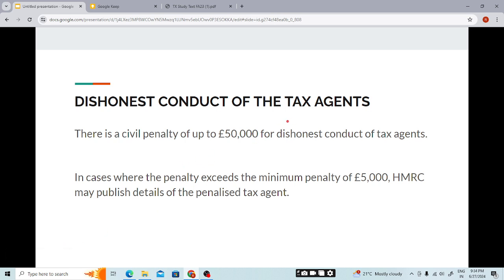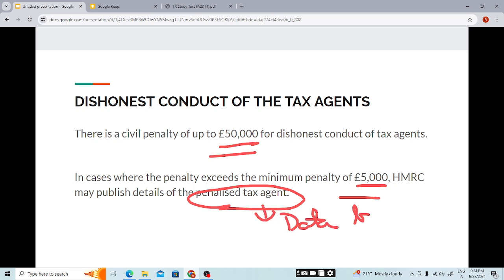Dishonest conduct of the tax agent: if any tax agent is found guilty of dishonest conduct, then a penalty of £50,000 will be levied on them. Where the penalty exceeds a minimum of £5,000, the tax agent's details will be published by HMRC on their website as having engaged in malpractice, and our image will be damaged.